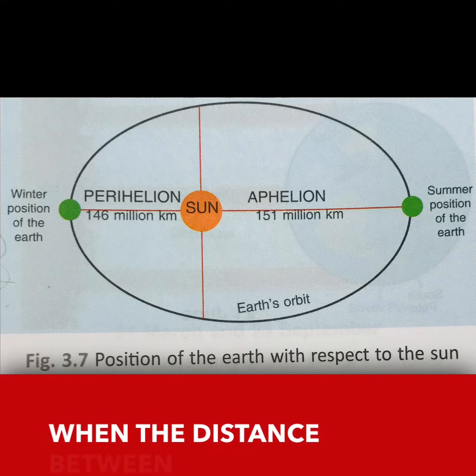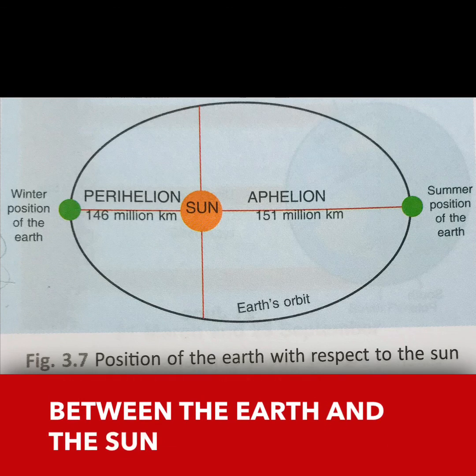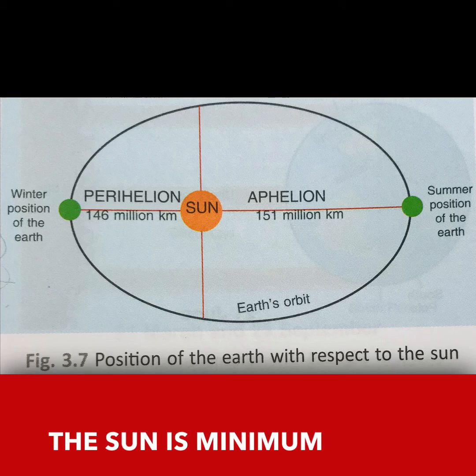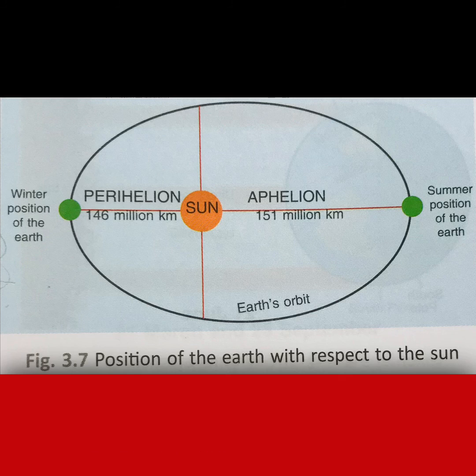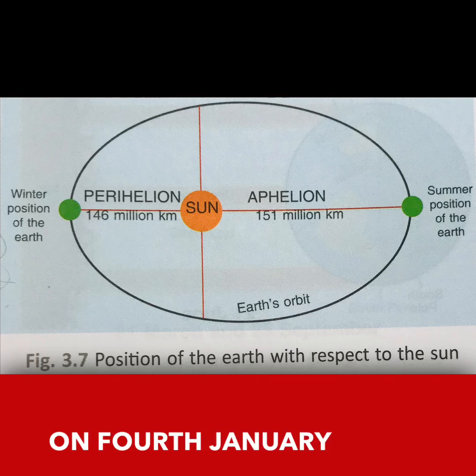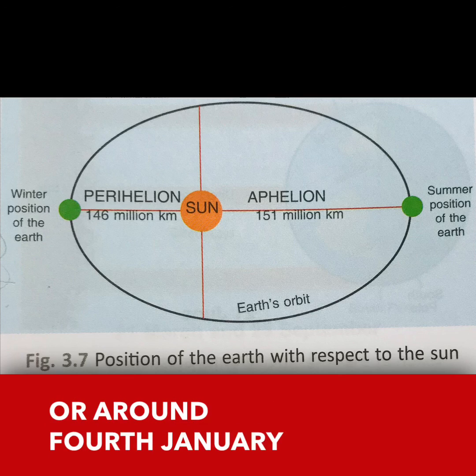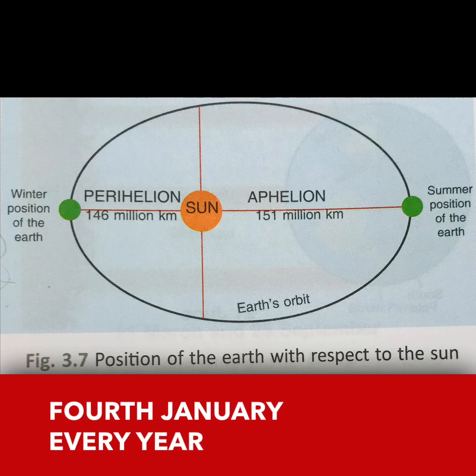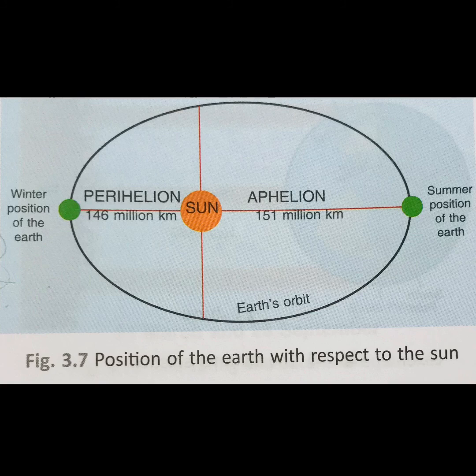When the distance between the earth and the sun is minimum, the earth is said to be in perihelion. It happens on 4th January or around 4th January every year. You know, the concept of perihelion has been explained very well in the movie Mission Mangal, so you can watch it as well.